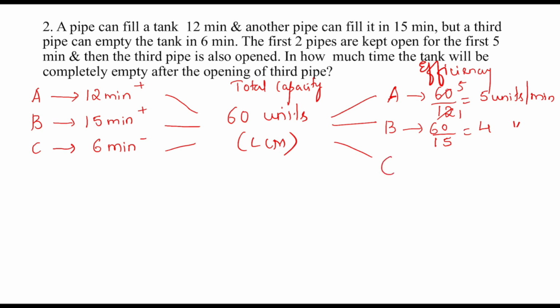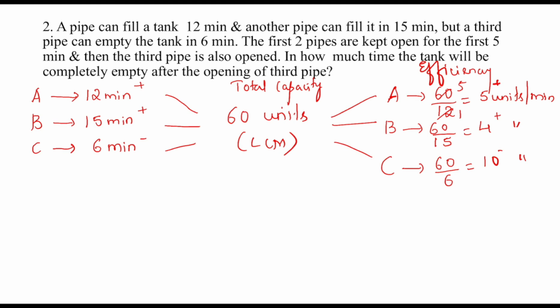Then C can empty 60 units in 6 minutes. So in 1 minute how much will it empty? 60 by 6, which is equal to 10 units per minute it will empty. These are filling, this is emptying.